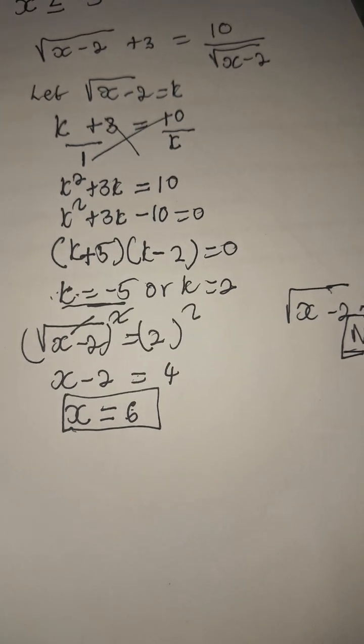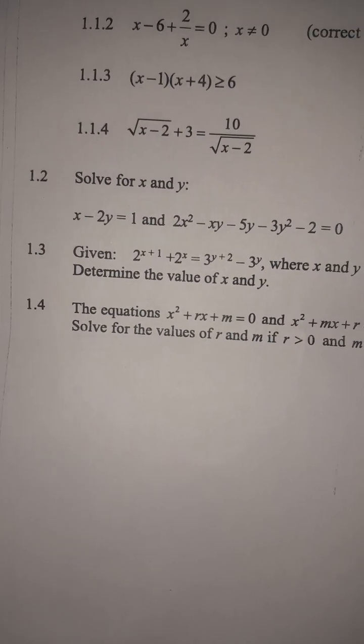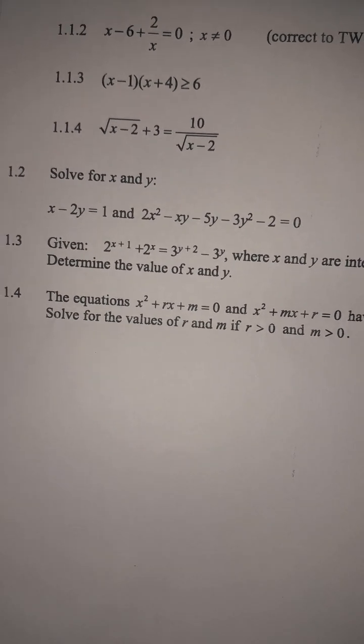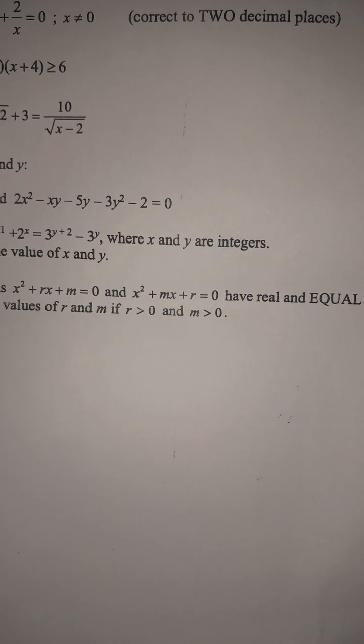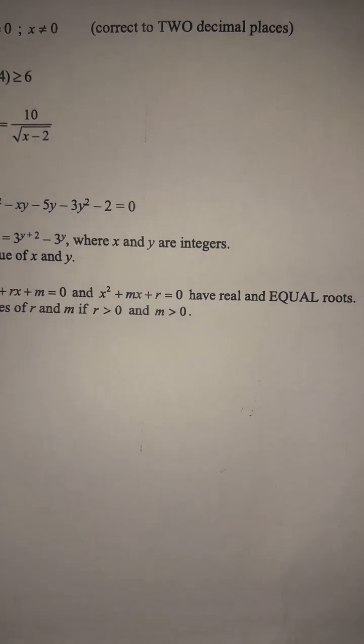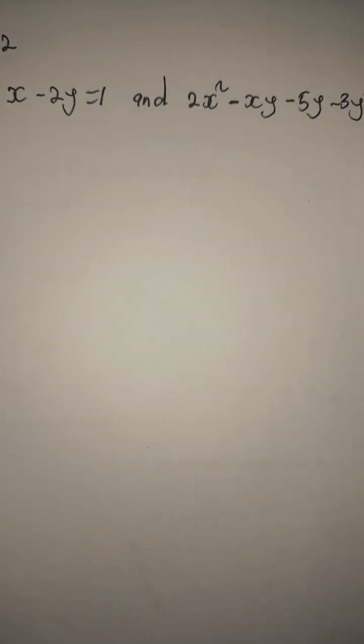So let's go to 1.2. That's a simultaneous equation. X minus 2y is equal to 1. 2x squared minus xy minus 5y squared minus 3y squared minus 2 equated to 0. Well, at 1.2, it's a simultaneous equation. Solve for x and y.